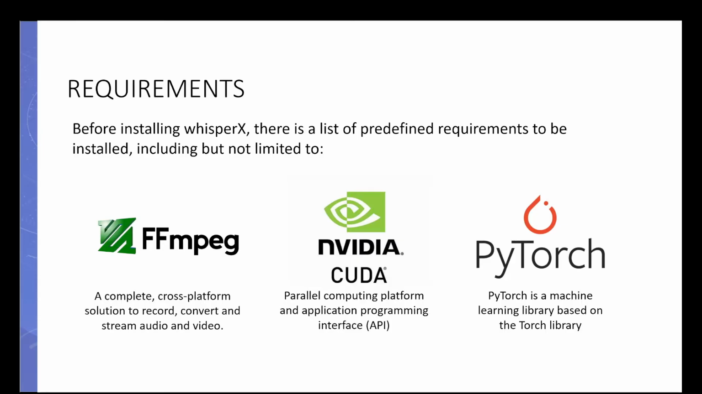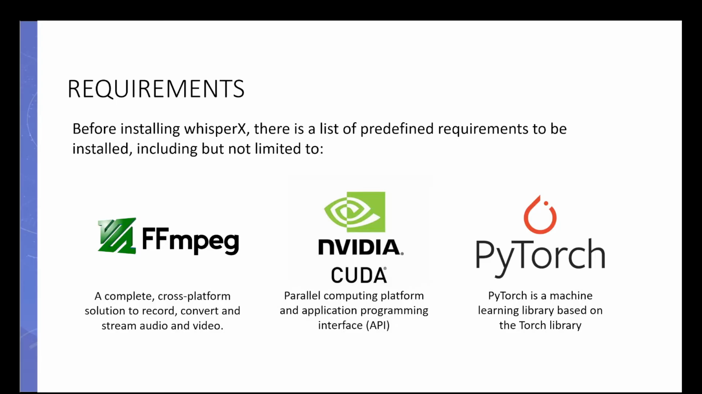Now, a set of requirements is needed for installing the WhisperX library, and these are pretty much the same requirements that I've mentioned in the previous videos with WhisperS2T and Faster Whisper. They include ffmpeg, NVIDIA CUDA, and PyTorch. ffmpeg is a complete cross-platform solution to record, convert, and stream audio and video. This is the tool that the WhisperX models and variants utilize to downsample the input audio signal into 16,000 hertz, that's samples per second, for example, and then process the downsampled version.